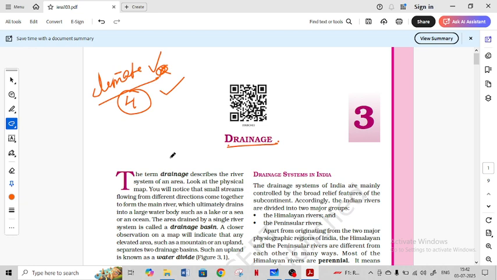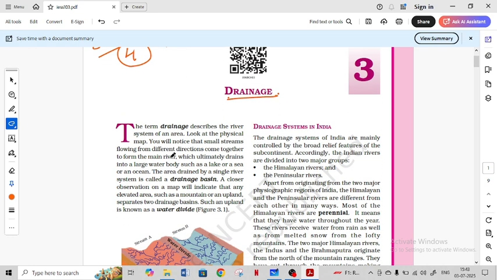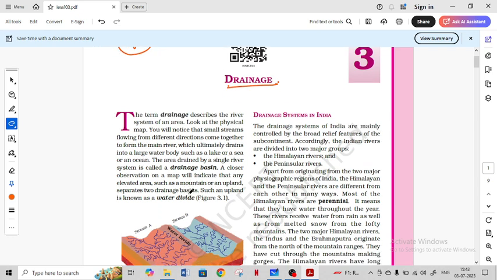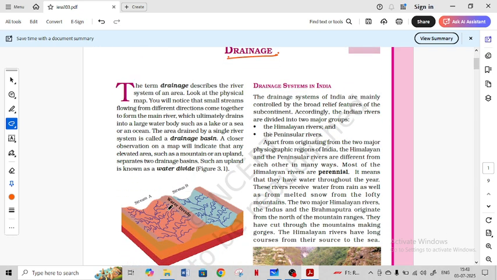Line by line, we'll explain the chapter on drainage, and as I always say, every video will be 10 to 15 minutes long, so that it is easier for everyone to revise, learn, and apply. Firstly, the term drainage describes the river system of an area. If we look at the physical map, we'll notice that small streams flowing from different directions come together to form the main river, which ultimately drains into a large water body. In one sentence, drainage means how a river travels from its source to its mouth.